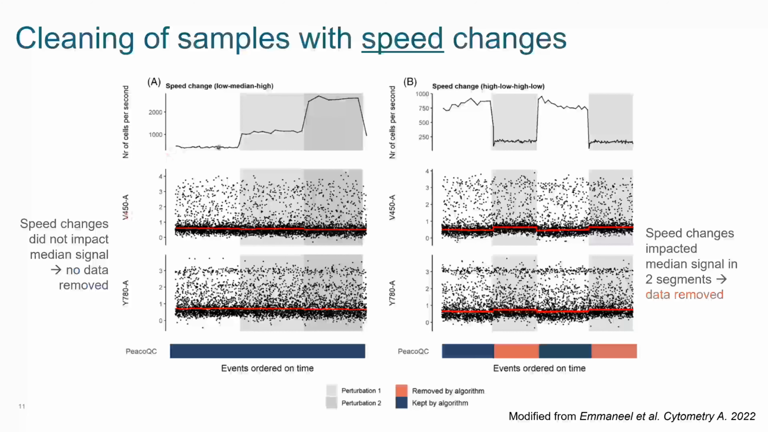And you can see that even though we had these speed changes in this sample, right, it didn't really impact the median signal, right? So you can see for these 2 parameters here, that red line or median is actually relatively stable throughout the whole run. Right? So in theory, nothing should really need to be removed because everything was relatively stable, right? And that's what Peacock gave, right? It doesn't exclude any events.